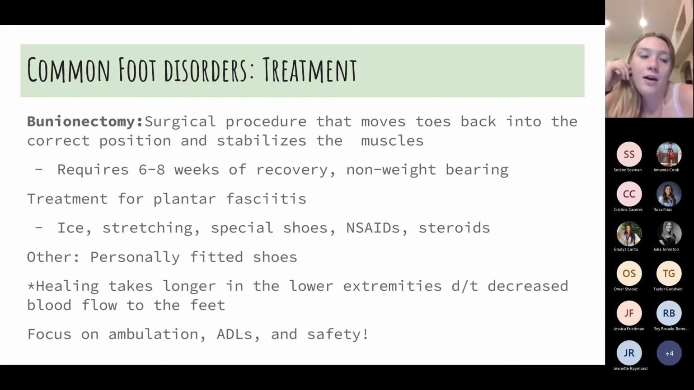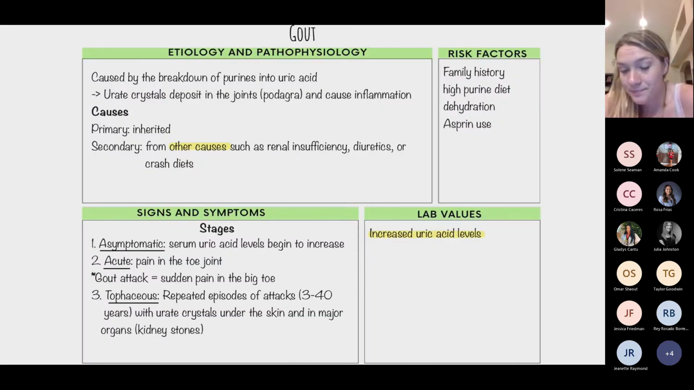Little caveat, healing takes a lot longer in the lower extremities. Specifically, they're just farthest away from the core of the body, so they're going to take a while to heal. Just keep that in mind. Remember that. Big thing, we want to focus on ambulation, ADLs, and safety.